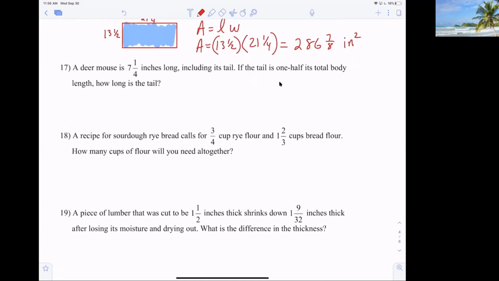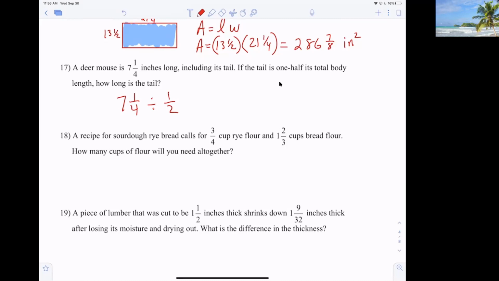So read it. A deer mouse is 7 and 1/4 inches long, including its tail. If the tail is only 1/2 its total body length, how long is the tail? So what do we do? 7 and 1/4 divided by 1/2. So do that on your calculator. 7 and 1/4 divided by 1/2. 14 and 1/2.